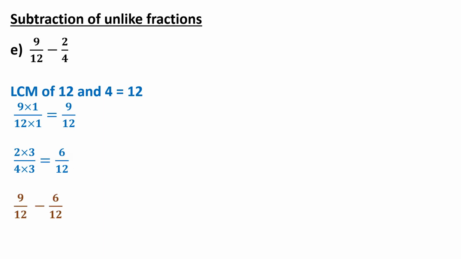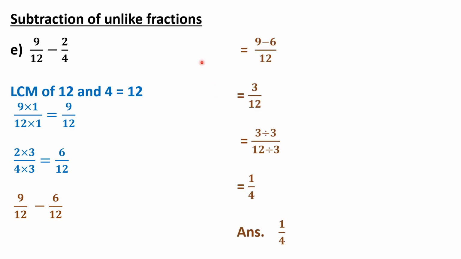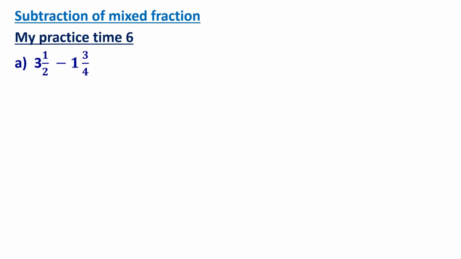Now we are having the fractions 9 by 12 minus 6 by 12. As you can see now the denominators are same, so they are like fractions. So we will operate as we have done in the previous question. We will operate only the numerators, that is 9 minus 6 by 12. This will give you 3 by 12. And you can see here we can reduce it to the simplest form. 3 by 12, both can be divided by 3. So when we are dividing we get 1 by 4 as the answer.